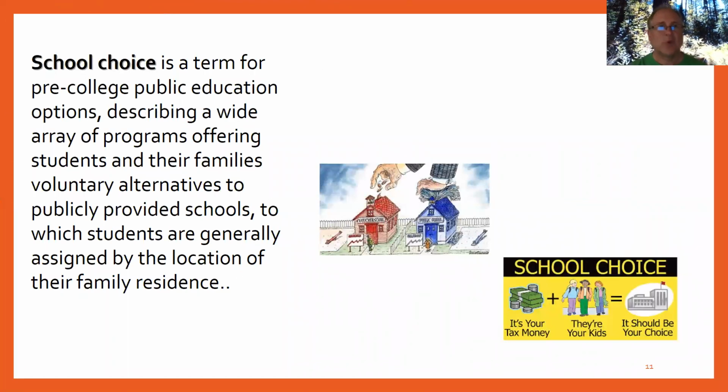School choice is a term for pre-college public education options describing a wide array of programs offering students and their families voluntary alternatives to publicly provided schools, to which students are generally assigned by the location of their family residence. So school choice is giving parents choices in where their children get an education. And on the surface, this sounds like a good thing, but some research shows that it amounts to giving up on the country's commitment to public education. This is especially true for schools in central cities where the need is truly the greatest.